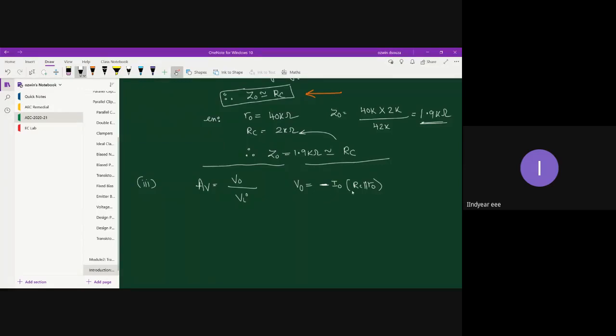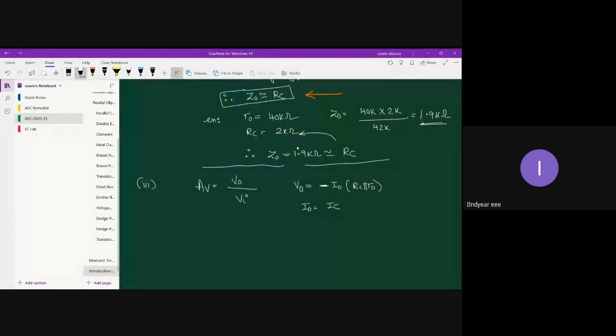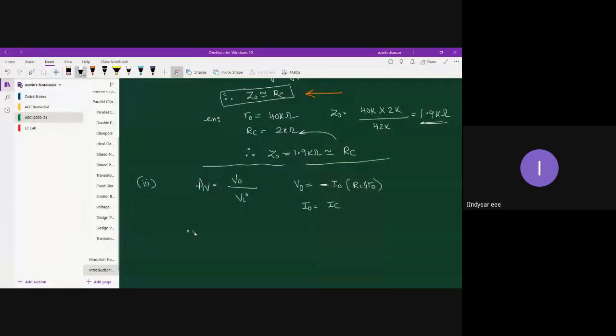That's your I0, and I0 is nothing but IC. Therefore, you can write V0 as minus IC into RC parallel with R0. So that's your expression 1.